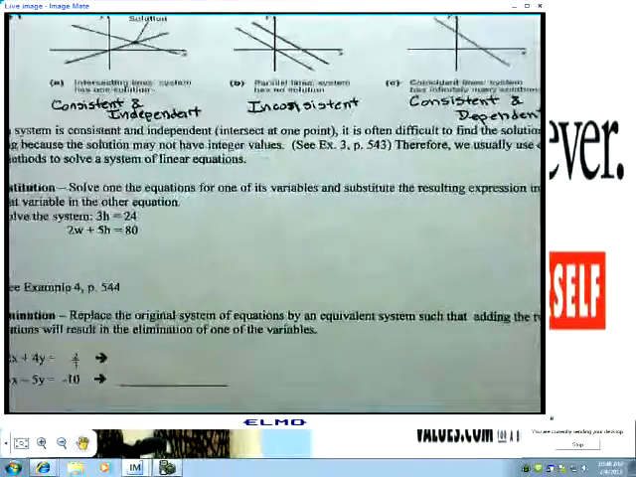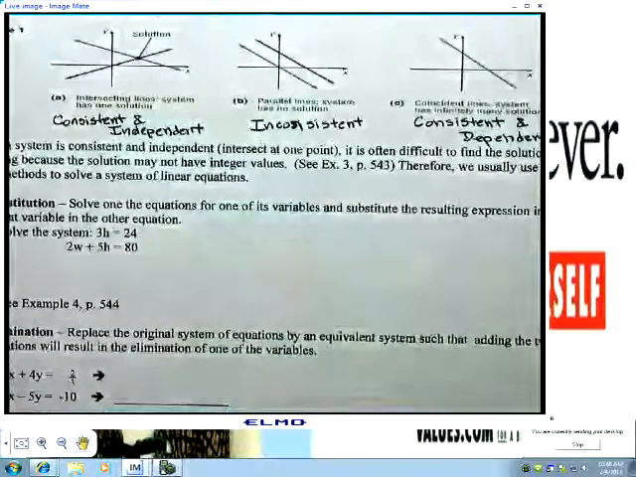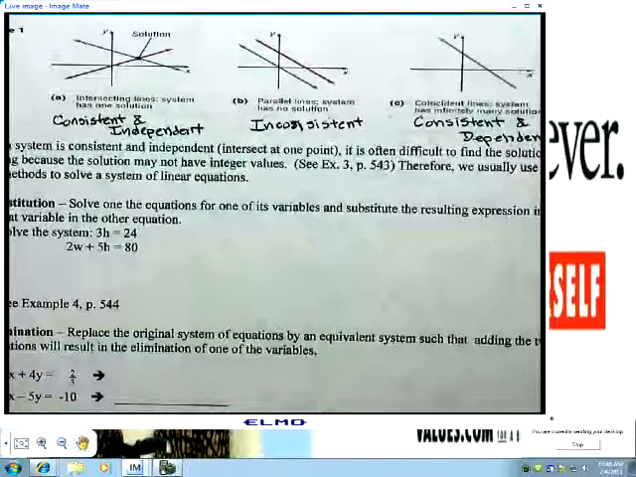No, that's not what consistent and inconsistent means. Consistent means has at least one solution. Inconsistent means doesn't have at least one solution. You're thinking consistent as meaning does the same thing forever. Yeah. Not the math class. No, this has a special meaning in math class.